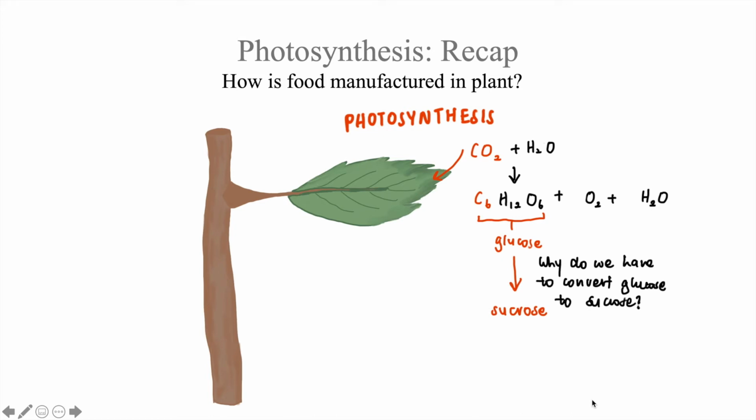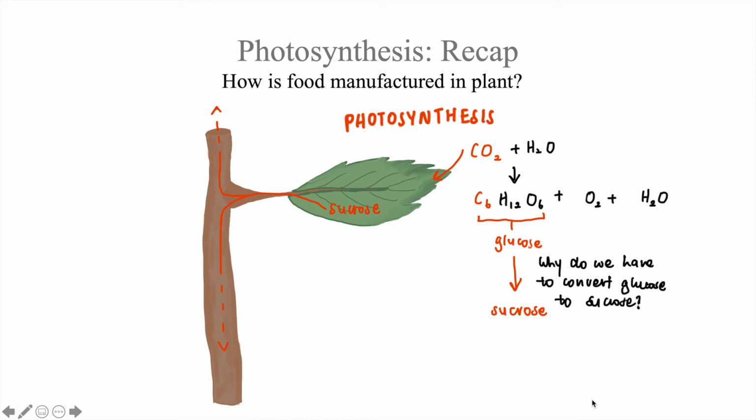Why do we have to convert glucose to sucrose? Write down your answers in the worksheet. Sucrose is then transported through the plant. Where is it transported and how is it transported? We now know that it is through the phloem.